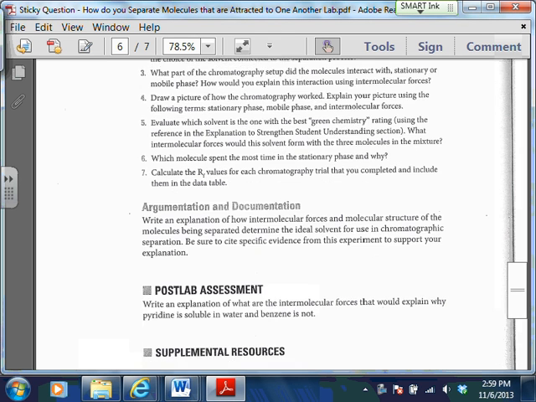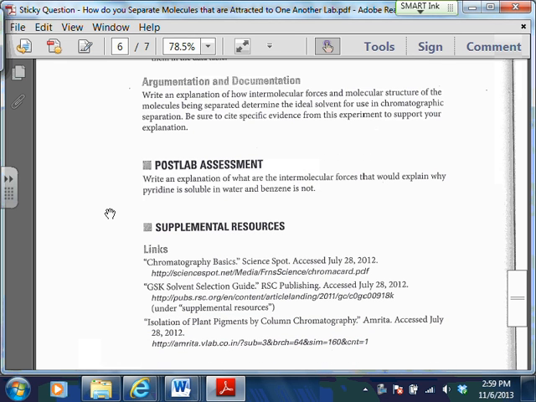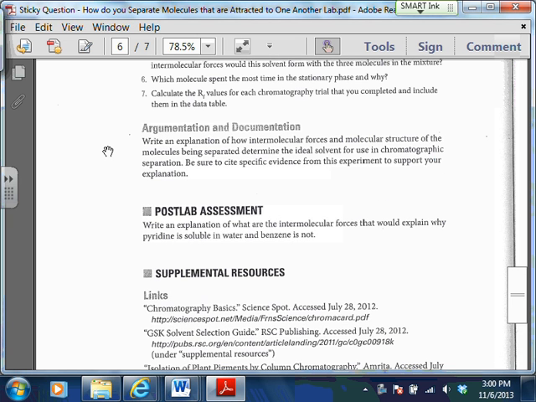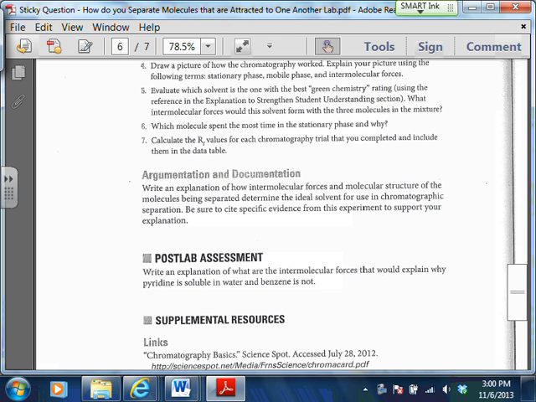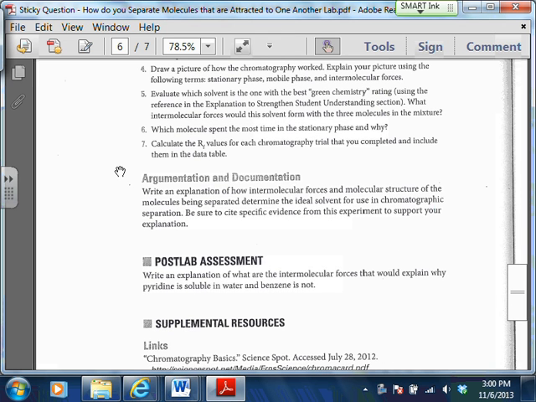Okay? And then argumentation and documentation, write an explanation of how intermolecular forces and molecular structure determine the ideal solvent for use in the separation. Cite specific evidence from this experiment. So I guess there, just give me a little summary paragraph at the end. And again, this can still be in your how did my ideas change section. But just a little paragraph here that kind of summarizes, here's what was going on in this lab with the intermolecular forces.